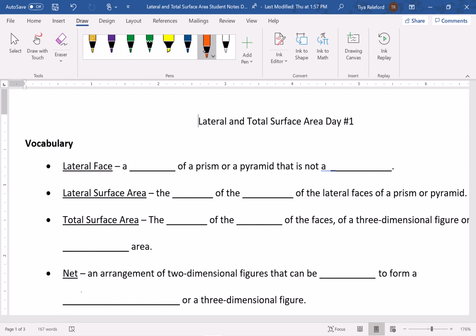Lateral face is a side or face of a prism or pyramid that is not the base. Lateral surface area is the sum of the areas of the lateral faces of the prism or pyramid. The total surface area is the sum of all the areas of all the sides.